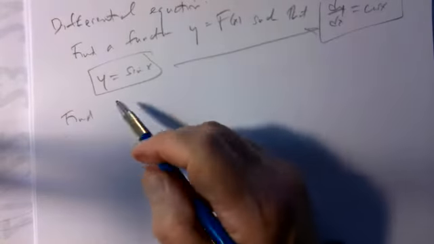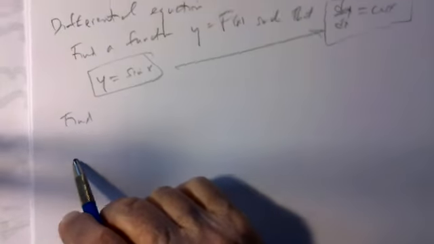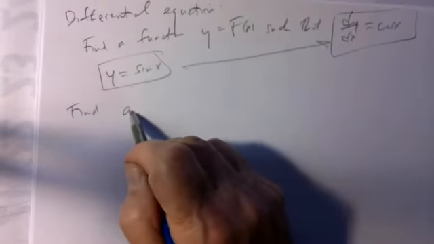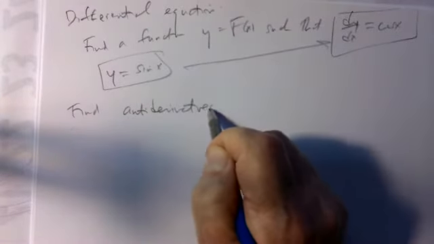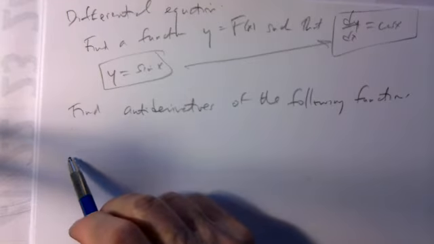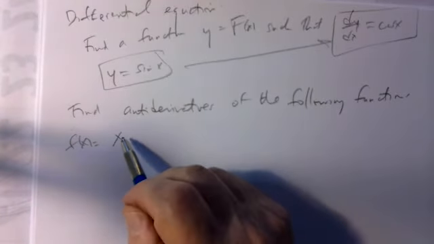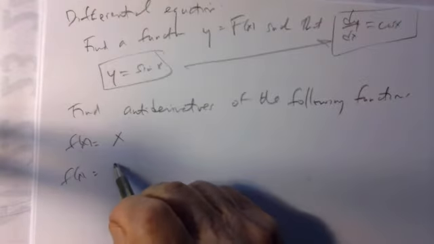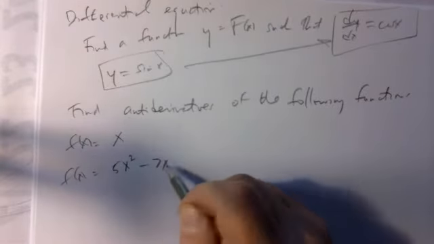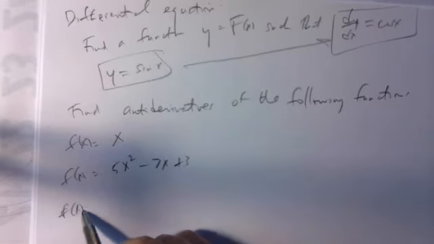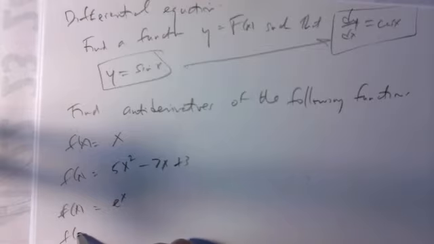So here are a couple of problems just to work on right now. Find antiderivatives of the following functions. f of x equals 2x. f of x equals 5x squared minus 7x plus 3. f of x equals e to the x. f of x equals 1 over x. f of x equals 1 over x squared plus 1.